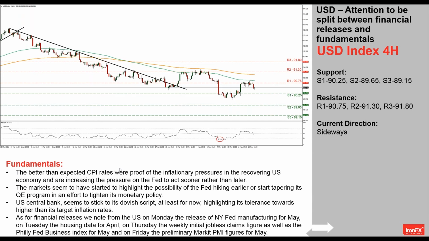The USD, as we have mentioned, was weakening as the week began, yet after the better than expected CPI rates for April, it gained some ground and seems about to end the week somewhat higher. In the grand scheme of things, it looks as if the greenback has temporarily hit the pause button on weakening. The better than expected CPI rates were proof of the inflationary pressures in the recovering US economy and are increasing the pressure on the Fed to act sooner rather than later.